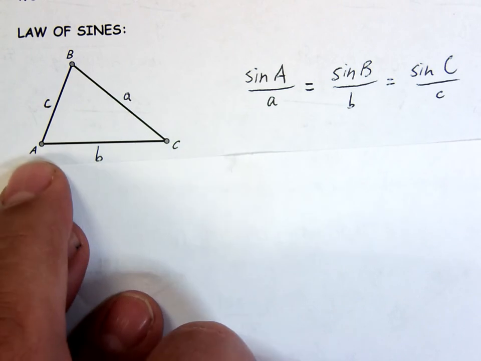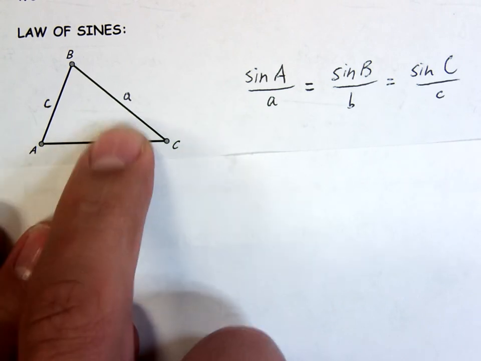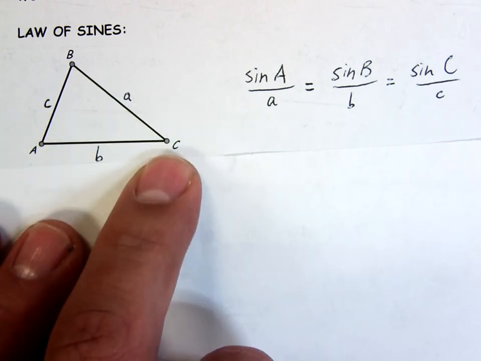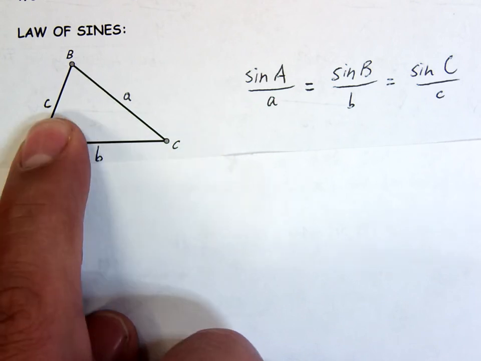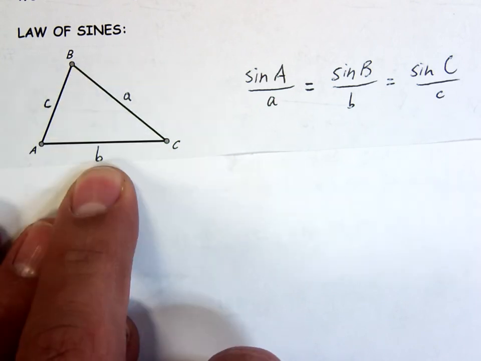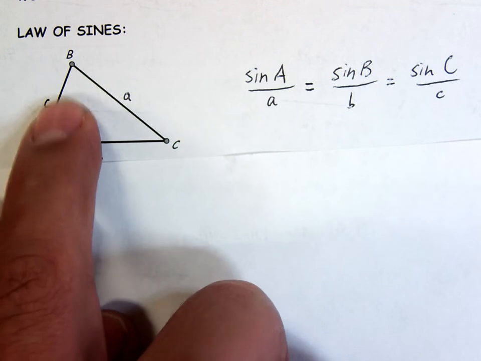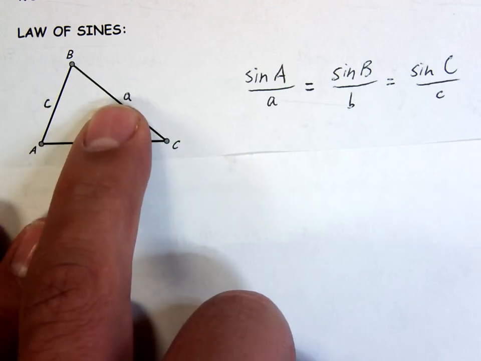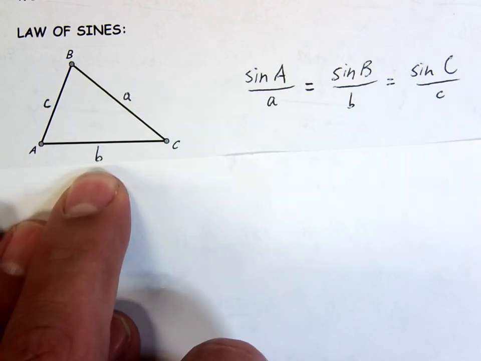The side opposite angle A, so that's a big A, we're going to put a lowercase a. The side opposite angle C, we're going to put a lowercase c, and the side opposite angle B, just put a lowercase b. So this side length we're now calling C, this side length we're now calling A, and this side length we're now calling B.